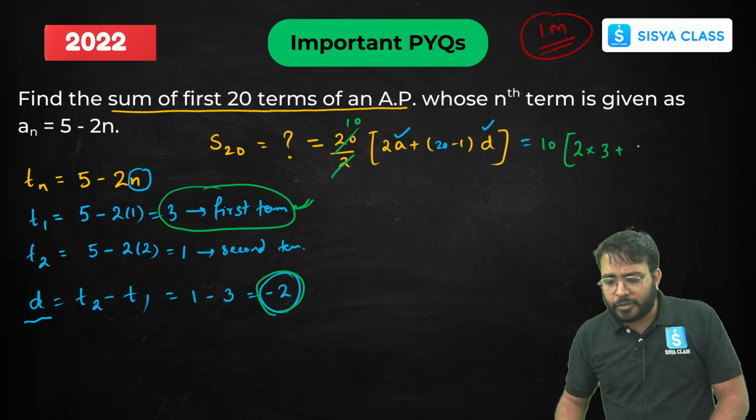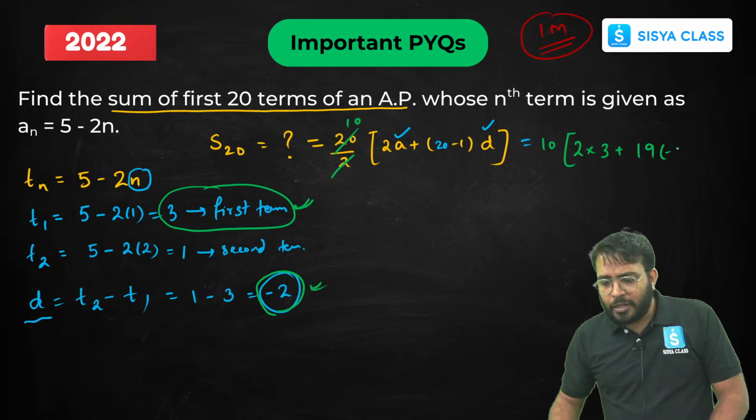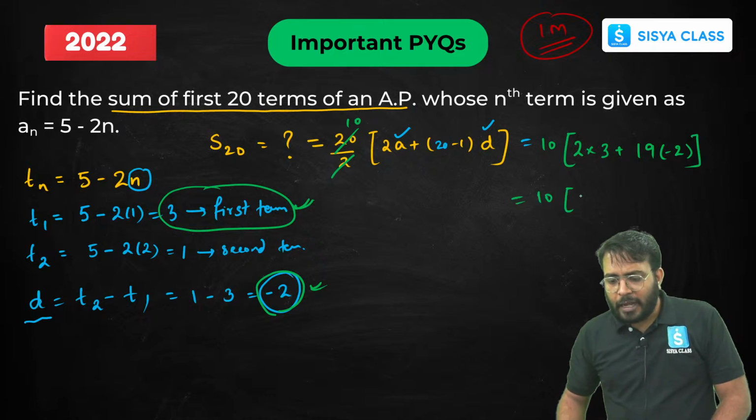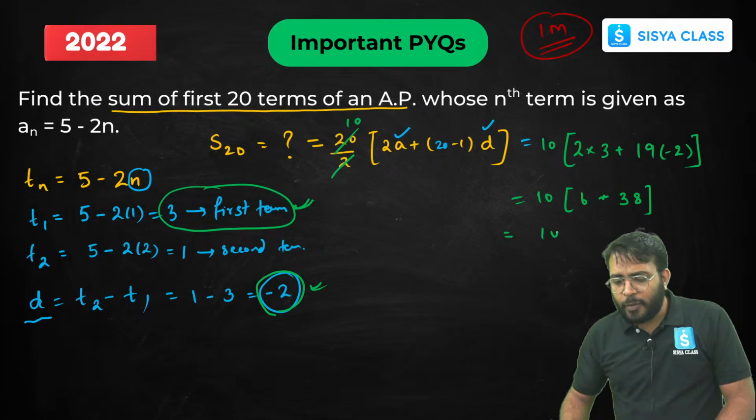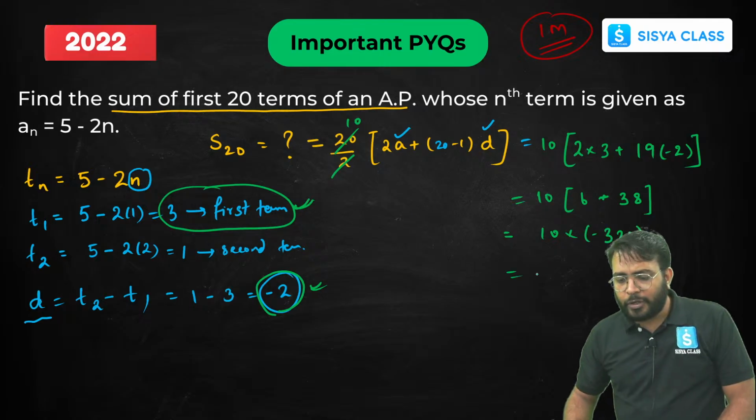Plus 20 minus 1 is 19. And what is D, beta? D is minus 2. So can we solve this? 10 into 6 plus 19 into minus 2, that is minus 38. So 6 minus 38 is going to be minus 32, and minus 32 into 10 is going to be minus 320.